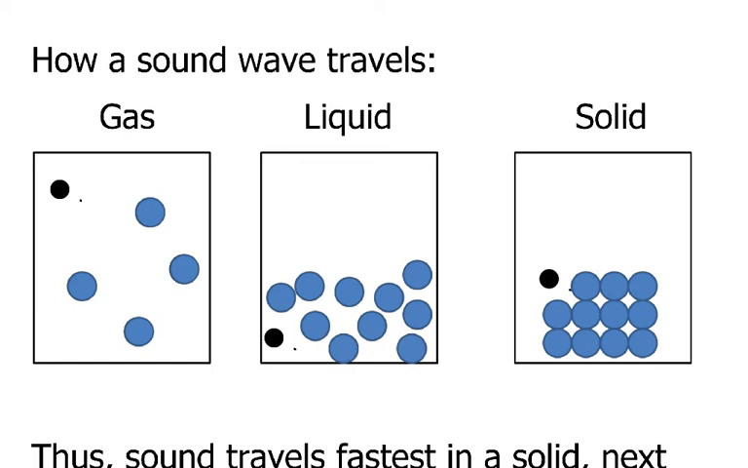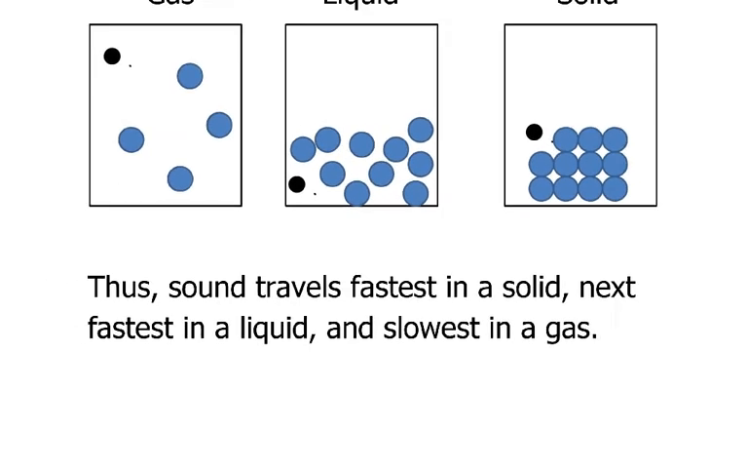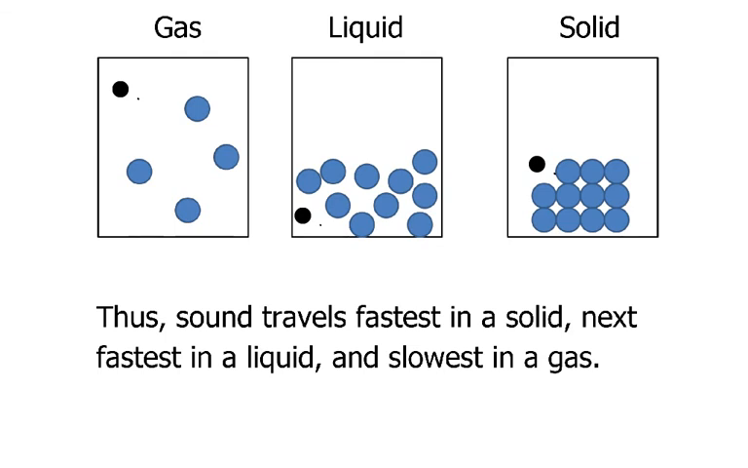Quickest of all, of course, would be the solid, where this guy moves and immediately bumps into his neighbor, who immediately bumps into his neighbor, who immediately bumps into his neighbor, and they just all bump, bump, bump, and they transmit the vibration very quickly because they're right next to each other. They don't even have to move hardly. They just bump all the way down to the end. So in a solid, the sound energy is transmitted very quickly because there's no space to cover in between the molecules. They'll just all bump into each other. So, summary, sound travels fastest in a solid, next fastest in liquid, and slowest in a gas. We're going to put some numbers on that for the next slide.